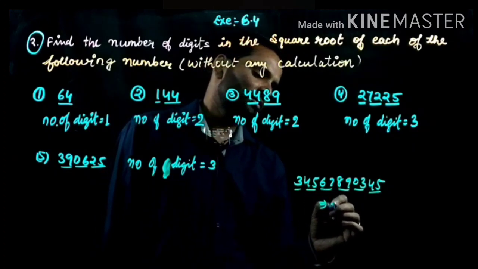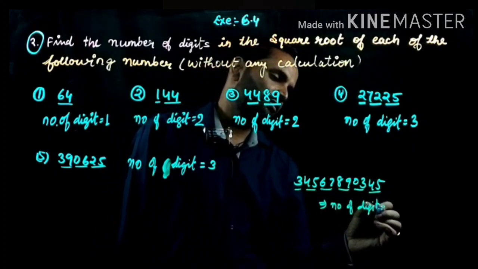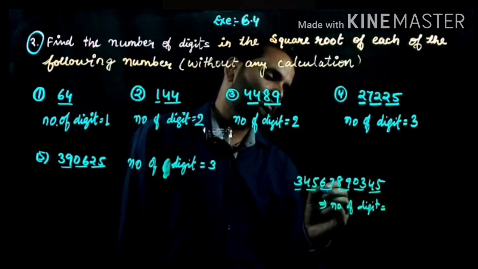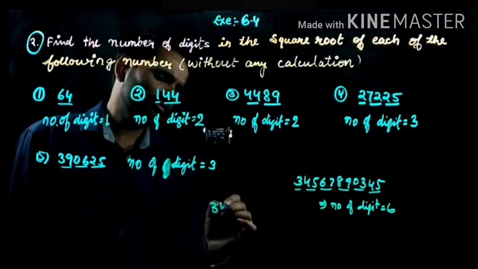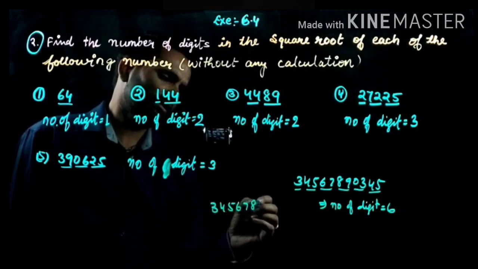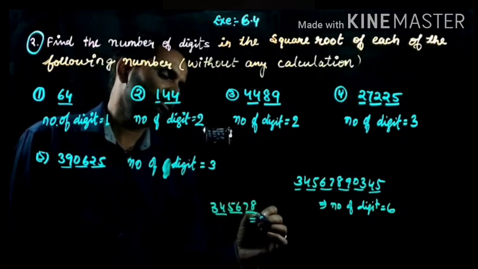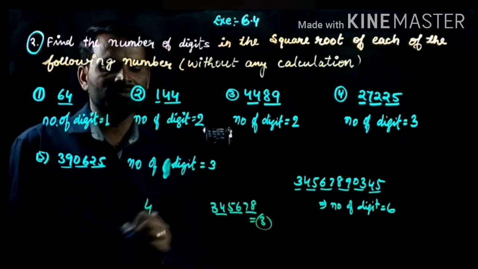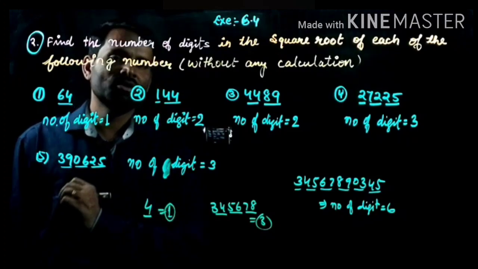It means the number of digits in the square root is how many? 1, 2, 3, 4, 5, 6. Okay, one example: 345678. So 1 pair, 2 pair, 3 pair, it means 3 digits. Suppose a single number, so you make 1 pair, it means the number of digits is 1.